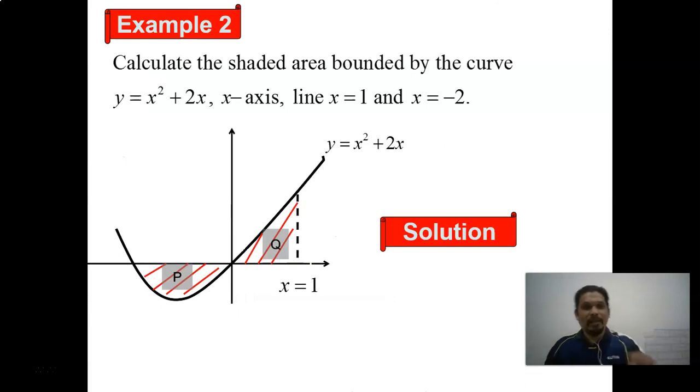Sorry then. Okay. Example 2. Calculate the shaded area bounded by the curve y equal to x squared plus 2x, the x-axis, and the lines x equal to 1 and x equal to negative 2, stated here. Okay, so now we have two areas, P and Q, that we need to consider before finding the total area P plus Q. But first, let's find out whether we get a positive or negative value.